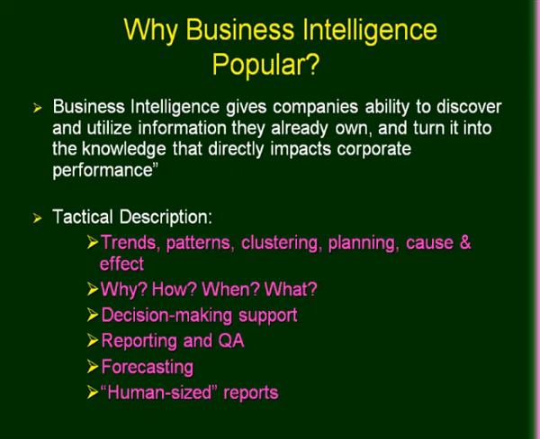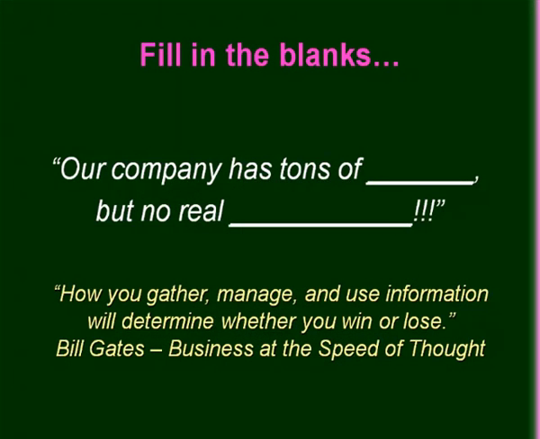Human-sized reports means the size of the report varies with respect to the level of the person. When a higher level person wants to view the report, he will see the report only in a precise and consolidated manner. Whereas a low level person may be interested in seeing the report at minute level, a detailed report. So depending on the level of the person, the size of the report varies. Such reports are called human-sized reports. Every company in fact has tons of data, but there is no real knowledge.